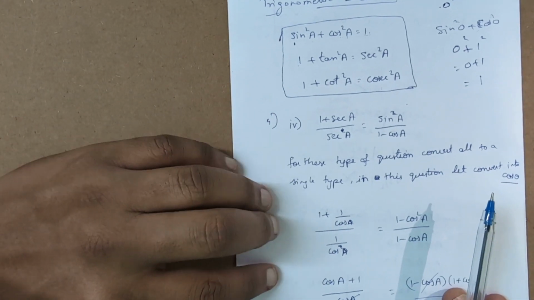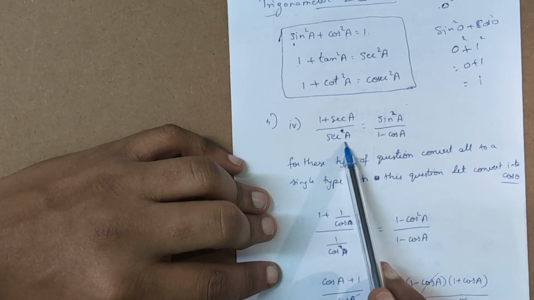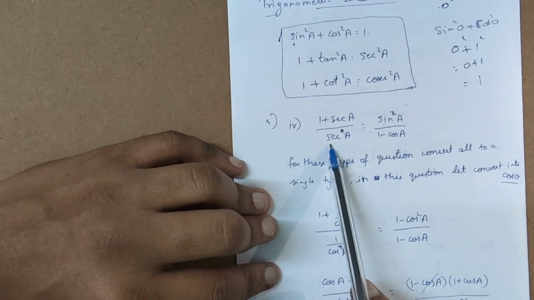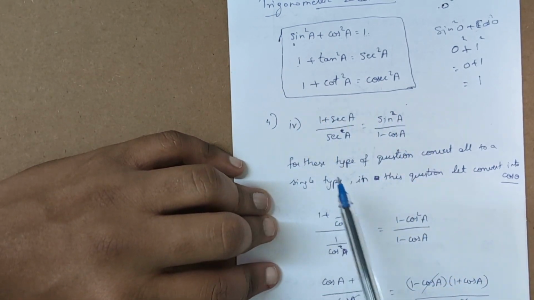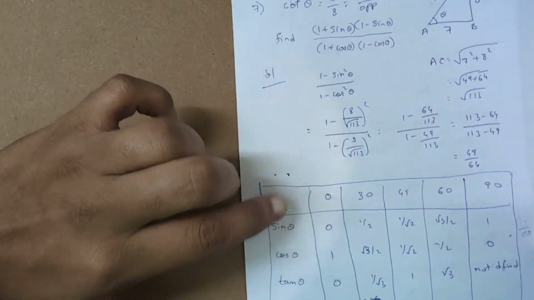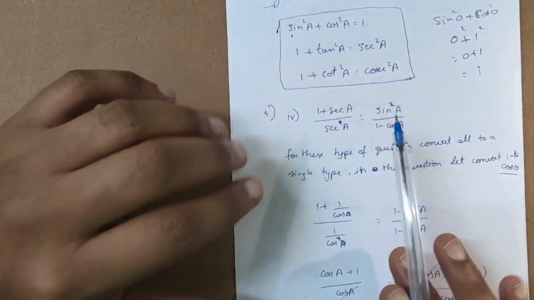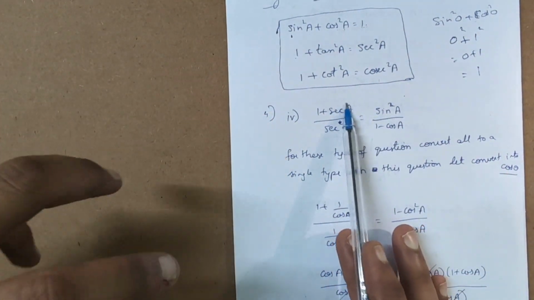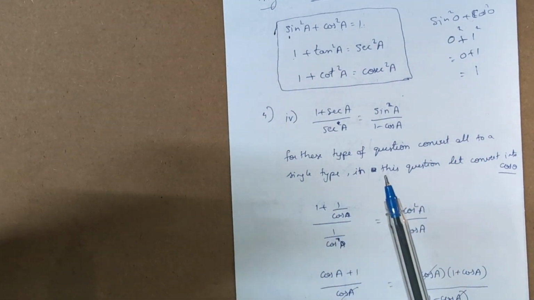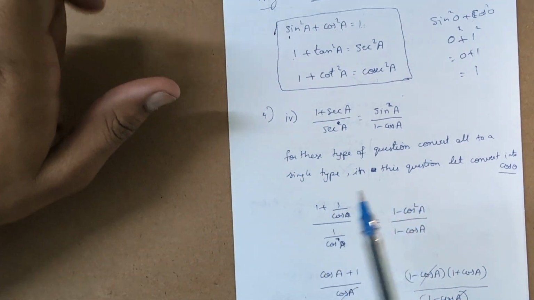So let's see one type of question which they asked. They have asked to prove (1 plus secant a) by secant a equal to sine square a by (1 minus cos a). To solve these type of questions, we need to convert everything into only one single type. If you convert it to one of these, then it will be easy to understand, because we can solve the left side as well as the right side, and both will come in terms of one attribute, and it will be easy to see both are same.